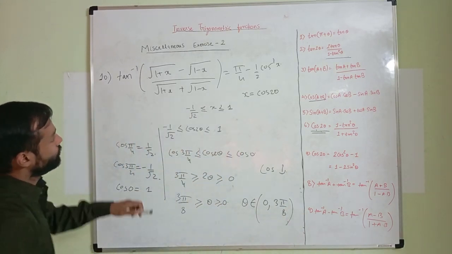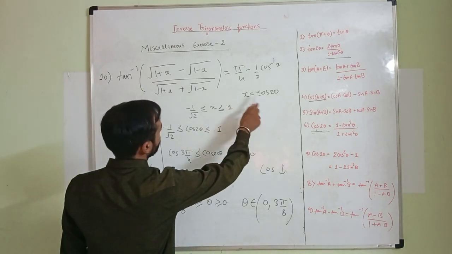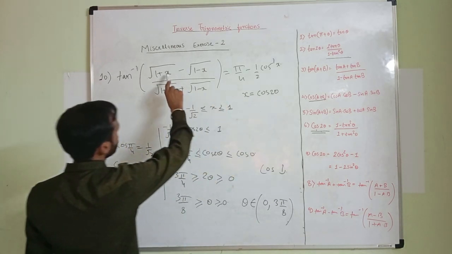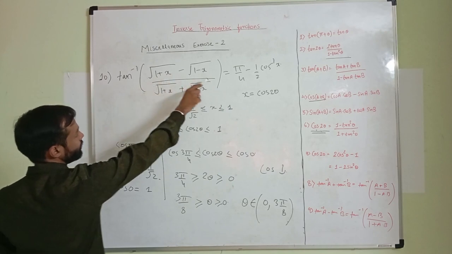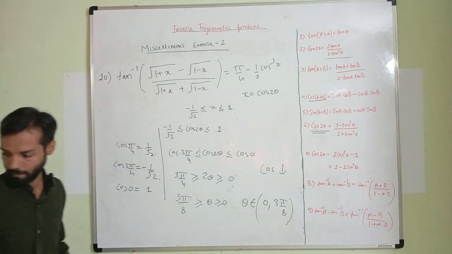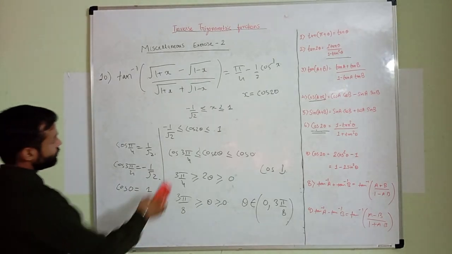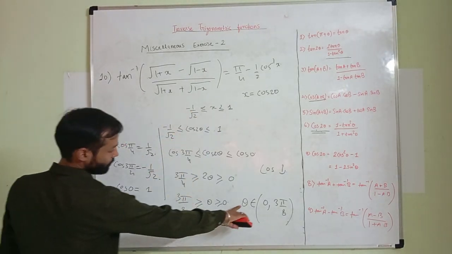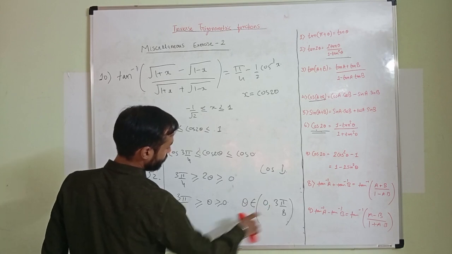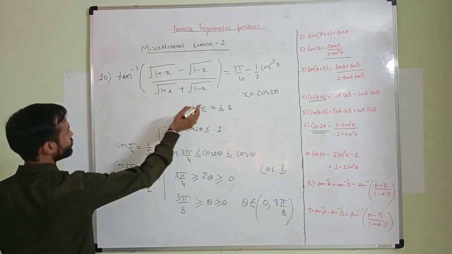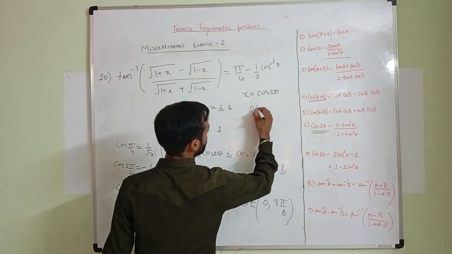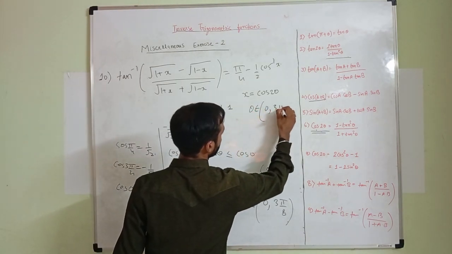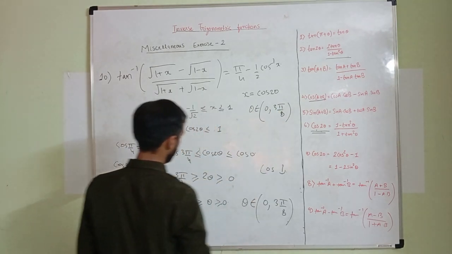Now we are replacing x equals cos 2 theta in this equation and solving it further. By this process we get the interval of theta, that is, theta belongs to 0 to 3 pi by 8. So here we will write theta belongs to 0 to 3 pi by 8.